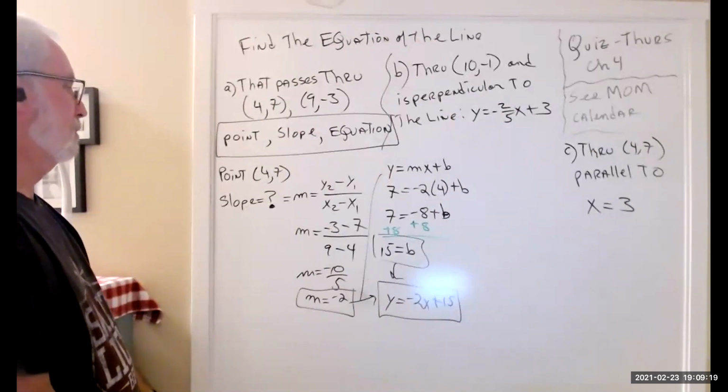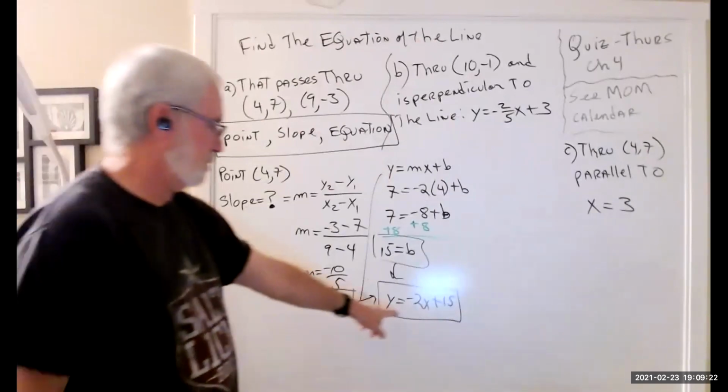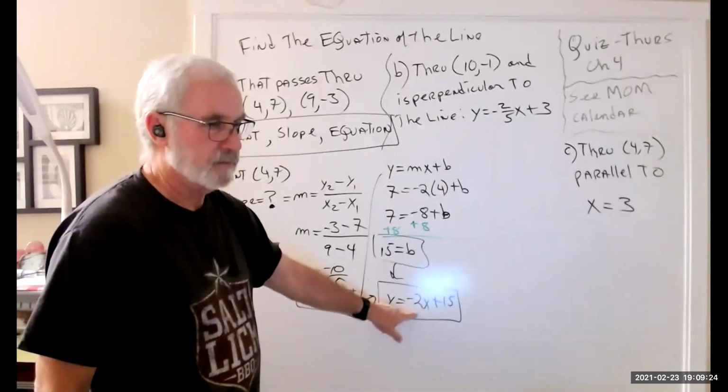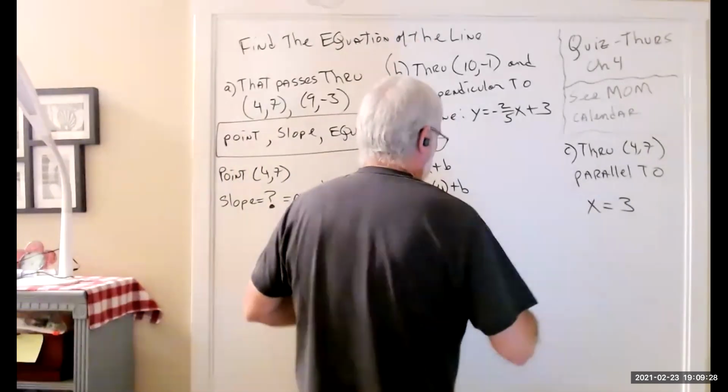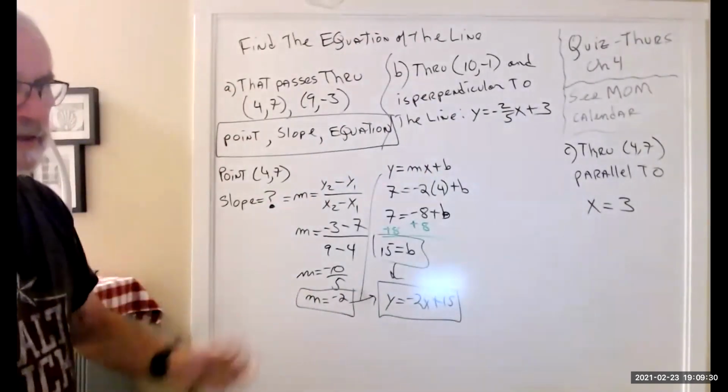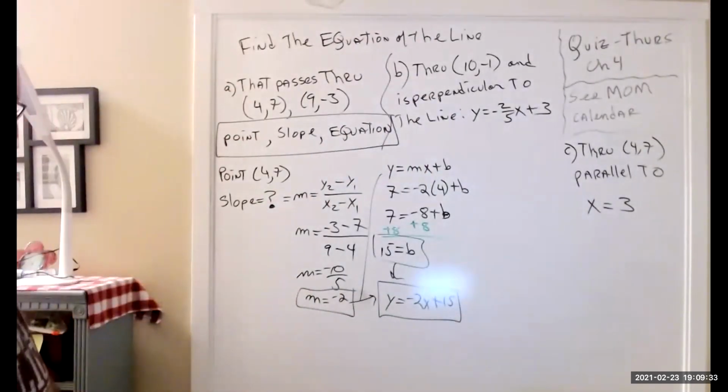So then the answer is y equals -2x plus 15. Yes, that's what they want, because our equation is... well, I'm not gonna go into it. Got it? That's your equation, okay? Yeah, okay, thanks. All right.